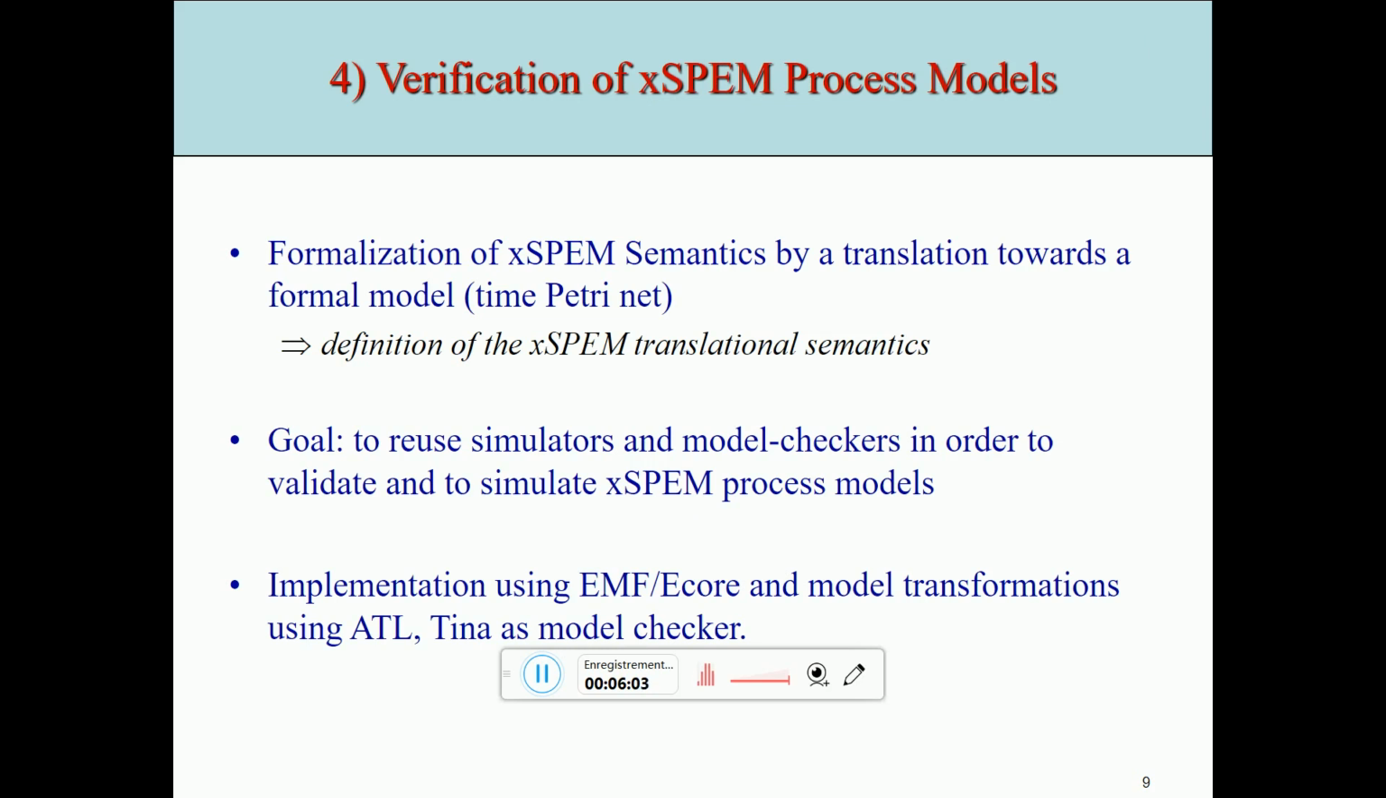For step number 4, the verification of XPAM process models, we relied on the fact that we wanted to translate XPAM semantics towards time Petri-nets. The goal here is, of course, to reuse all the existing model checkers to be able to simulate XPAM process models. For that, we implemented a tool with EMF Ecore, and we used some model transformations using the ATL language, and the TINA model checker was used as a process verification tool.